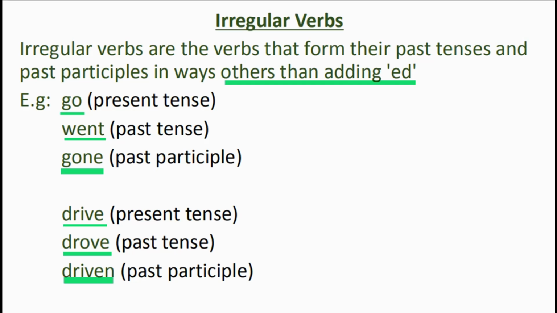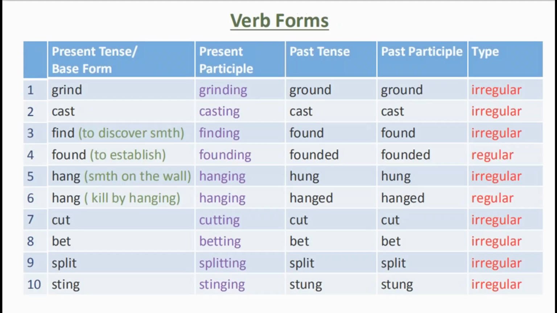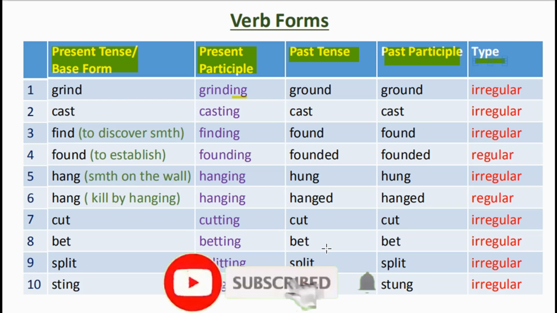Okay, here on the next screen, we have the table where we have the forms of verbs. The first part, we have the numbering, then we have the present tense form, or what we call the base form. We have the present participle. That one is just adding ing to the base form. We have the past tense, we have the past participle, and we have a type where we have whether it is a regular verb or an irregular verb.